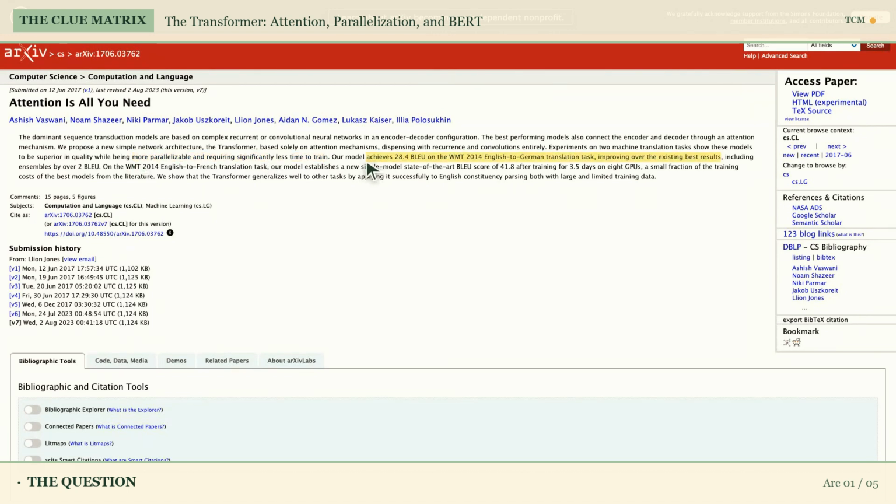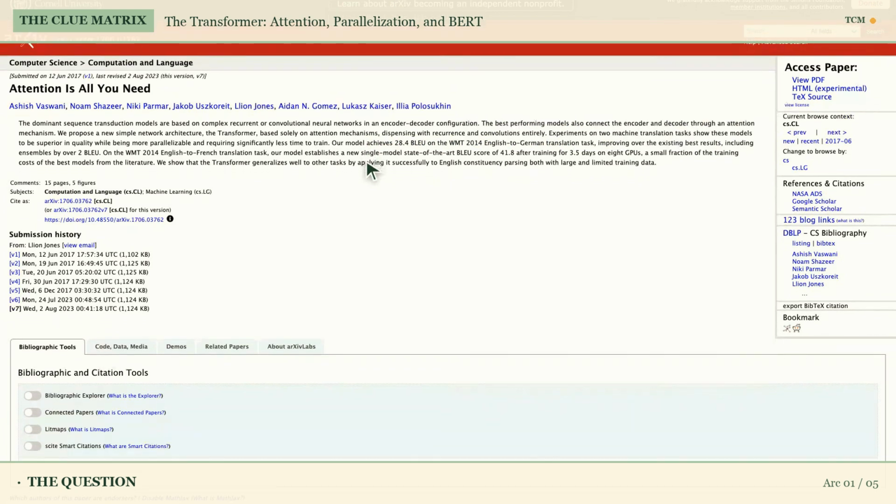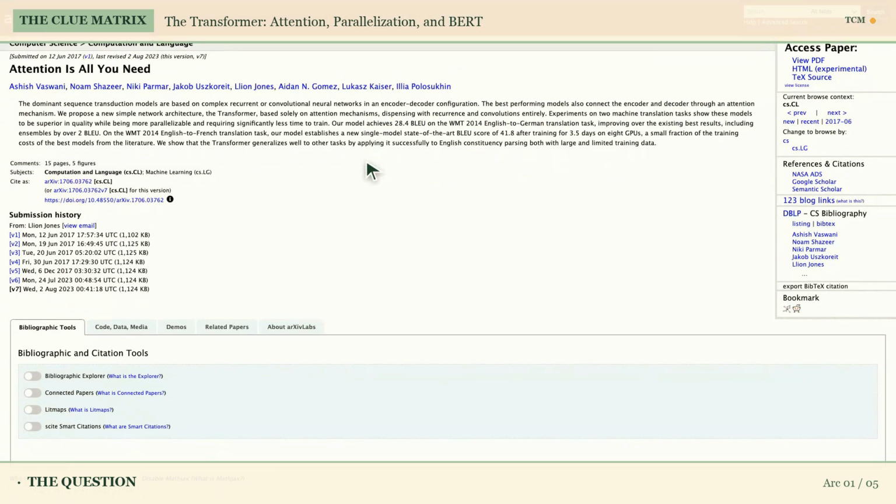And it wasn't just faster, it was better. It achieves 28.4 BLEU on the WMT 2014 English to German translation task, improving over the existing best results. So faster and better? That's a clear win. It's not just a theoretical improvement, it performs. The transformer proved attention could do it all.